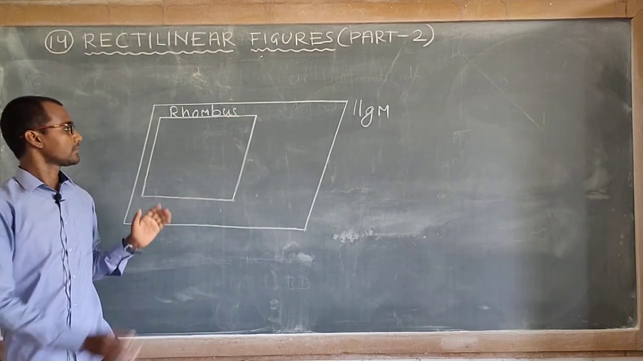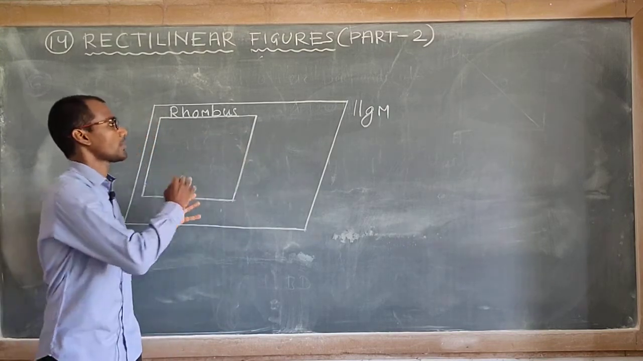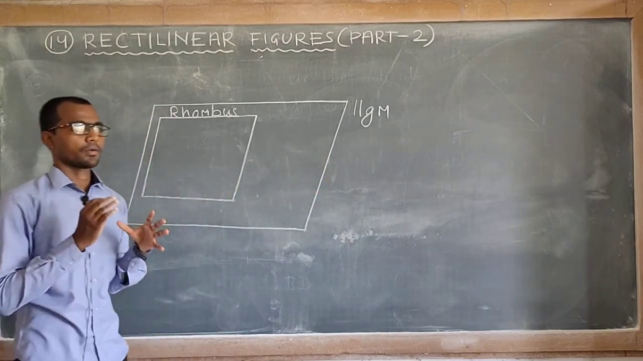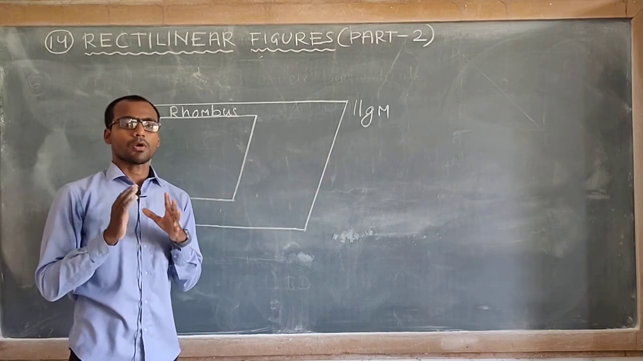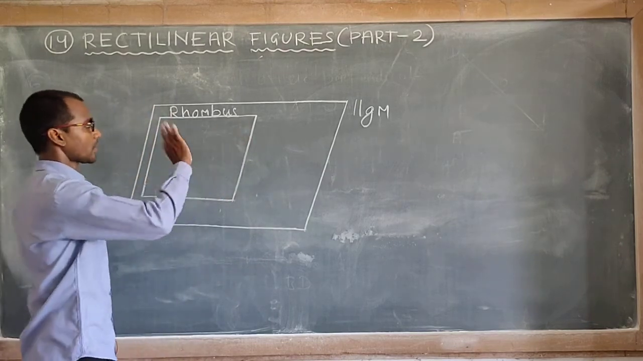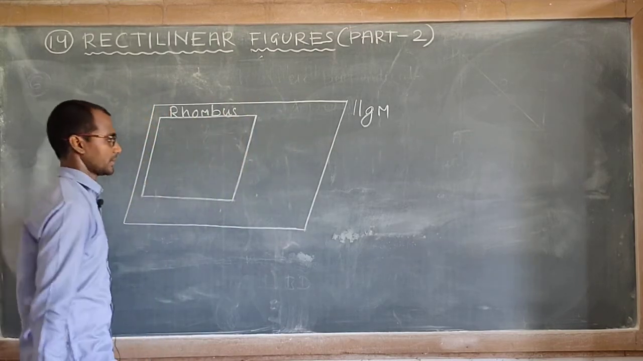We can say all rhombus are parallelogram, or we can say every rhombus is a parallelogram, but every parallelogram is not a rhombus. A parallelogram has to be special in order to become a rhombus. So remember this relation between parallelogram and rhombus. Every rhombus is a parallelogram, but every parallelogram is not a rhombus.